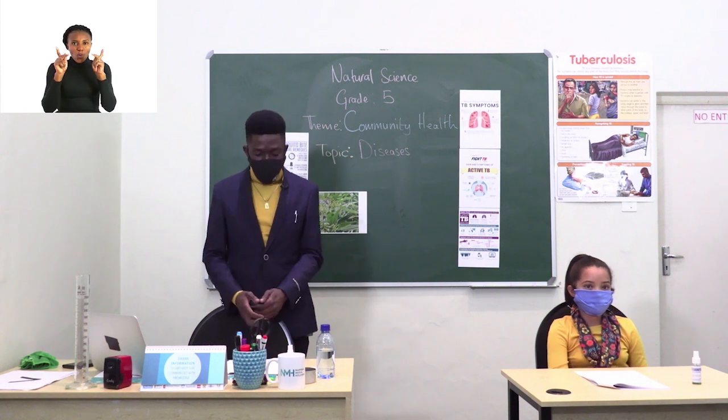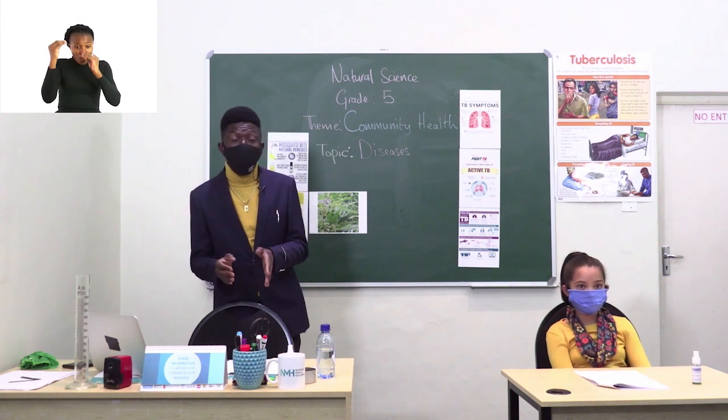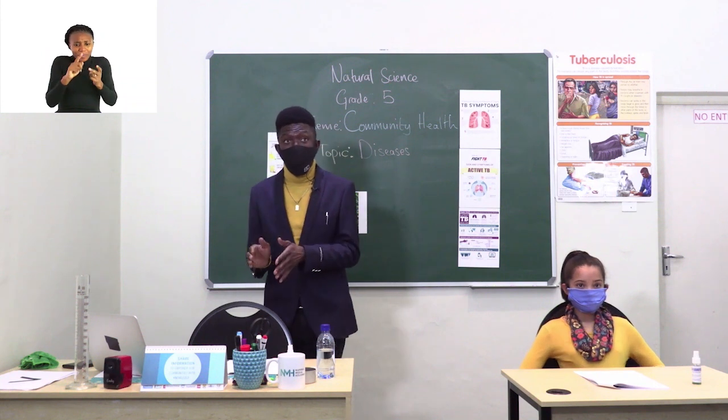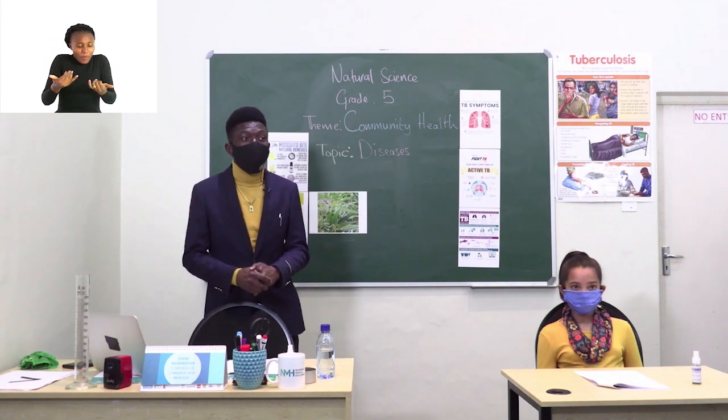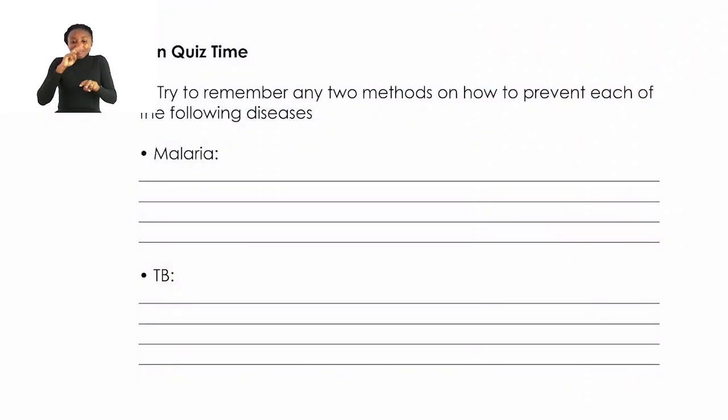Right. All right, grade 5s. Now that you have learned what malaria is, and you also learned what tuberculosis is and the ways to prevent these diseases, let us turn to page 22 for a fun quiz time. Question 1. Try to remember any 2 methods on how to prevent each of the following diseases. Number 1, malaria. 2, TB. Please try to do this on your own without looking at the answers. And if need be, you can ask an adult at home to assist you.